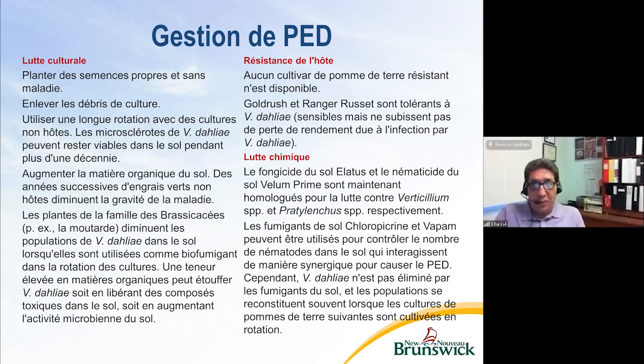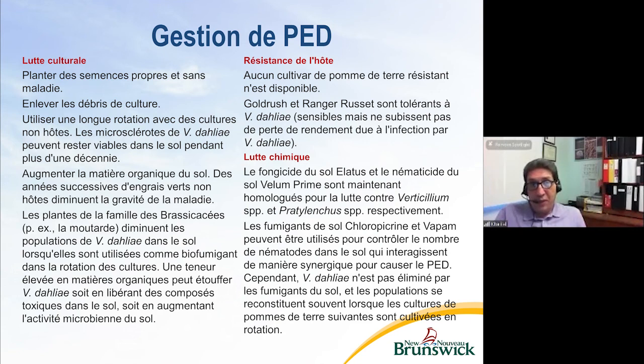Finally, how to manage potato early dying. This is my last slide. There are different methodologies or practices that the growers can use. One of them is cultural control or practices. So it's important to plant clean, disease-free seed. That goes for every plant disease ever. If you start with clean seed, then you eliminate the source of inoculum.